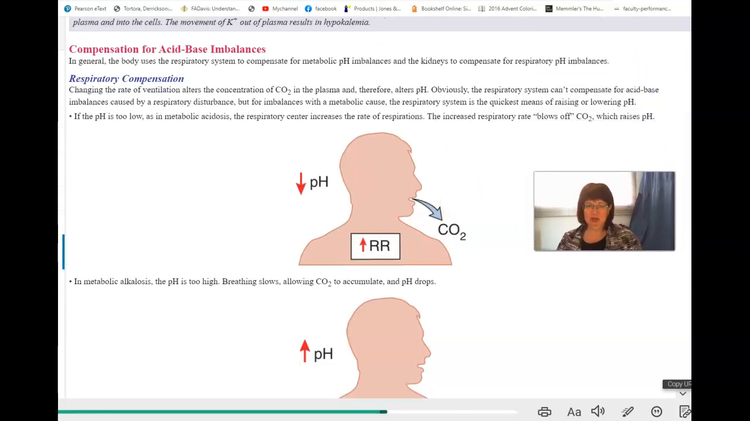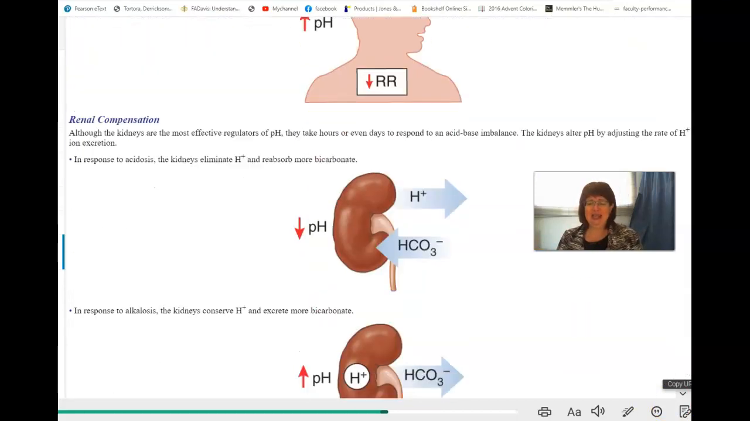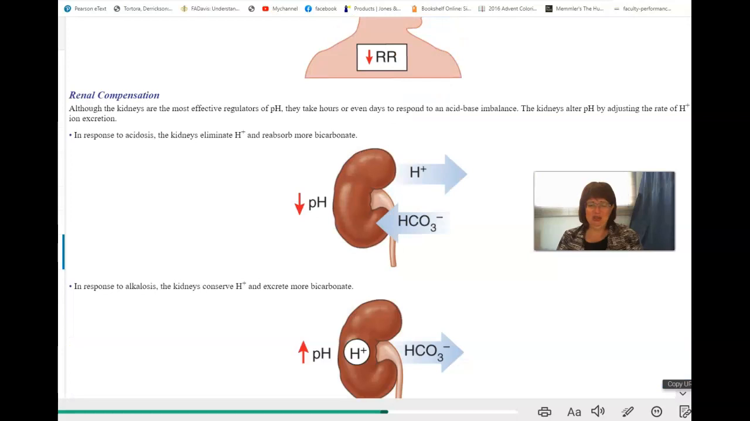Okay, let's summarize one more time. In general, the body uses the respiratory system to compensate for metabolic pH imbalances and the kidneys to compensate for respiratory pH imbalances. That makes sense. If your respiratory system is failing and you can't get rid of carbon dioxide through breathing or increasing your breathing, your kidneys balance. If your kidneys, which is metabolic, aren't getting rid of the acid or the bicarbonate or the other acid-causing thing, your respiratory rate balances. And that is the easiest way to summarize.